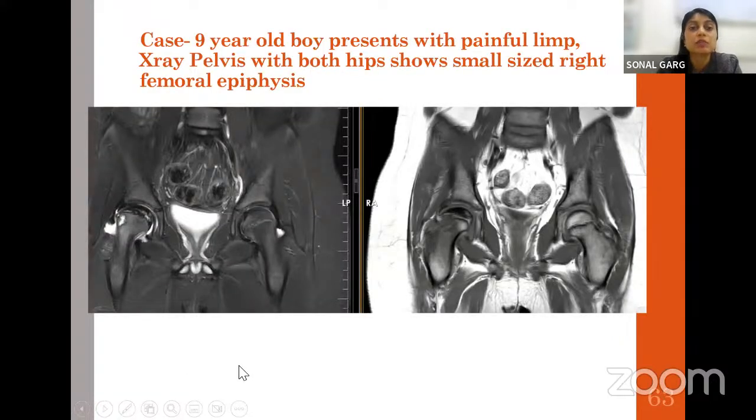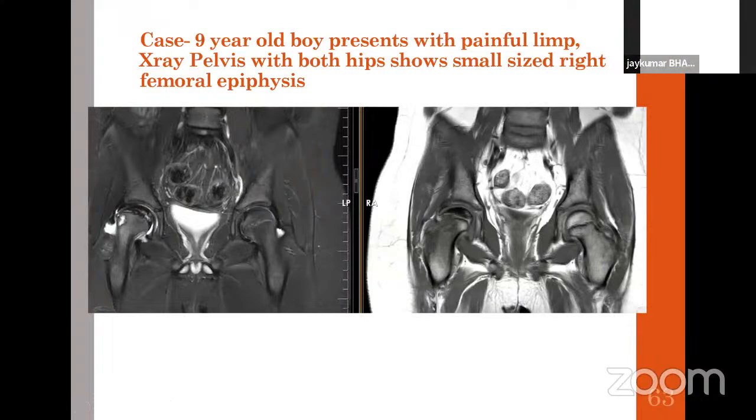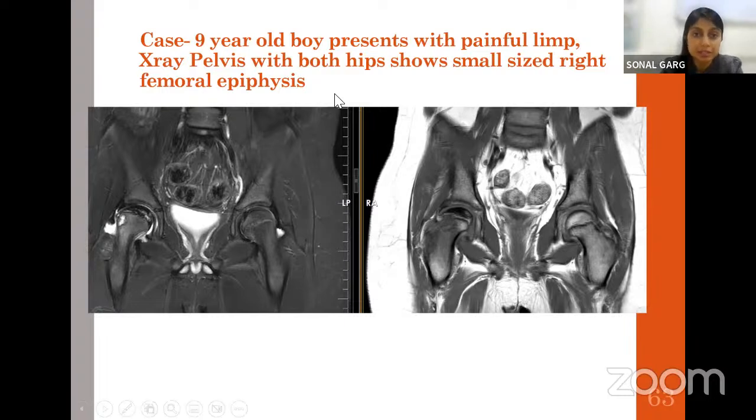Now, this is the next case of a 9-year-old child who presents with a painful limp. An X-ray pelvis shows a small-sized right femoral epiphysis. Anybody with the diagnosis, I can give you three options. Is this septic arthritis? Is this inflammatory autoimmune arthritis? Is this Perthes disease? Or is this an epiphyseal dysplasia? Anybody would like to take a guess?